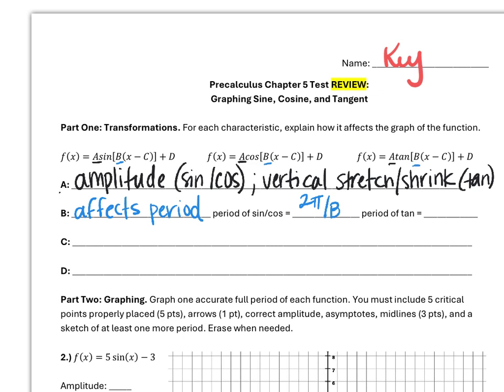Then the B value, whether it's in factored form or not factored form, the B value always affects the period of the function. So we use B to identify the period. The period of sine and cosine is 2 pi over B, and the period of tangent is pi over B.